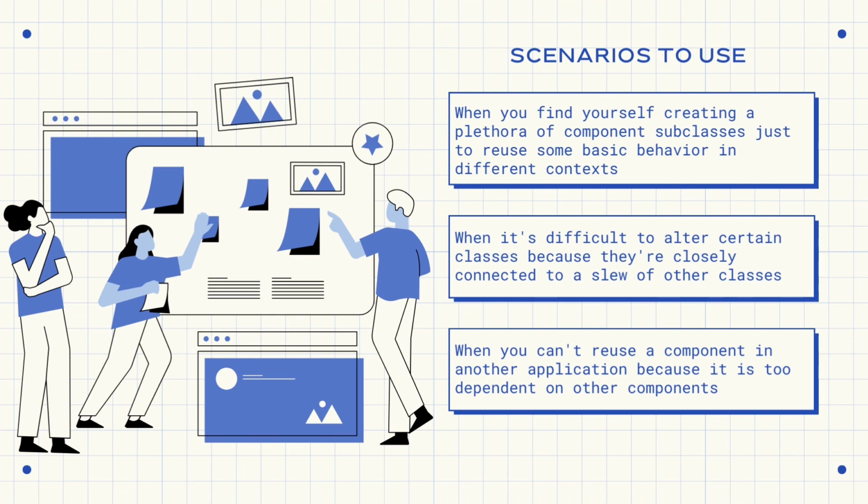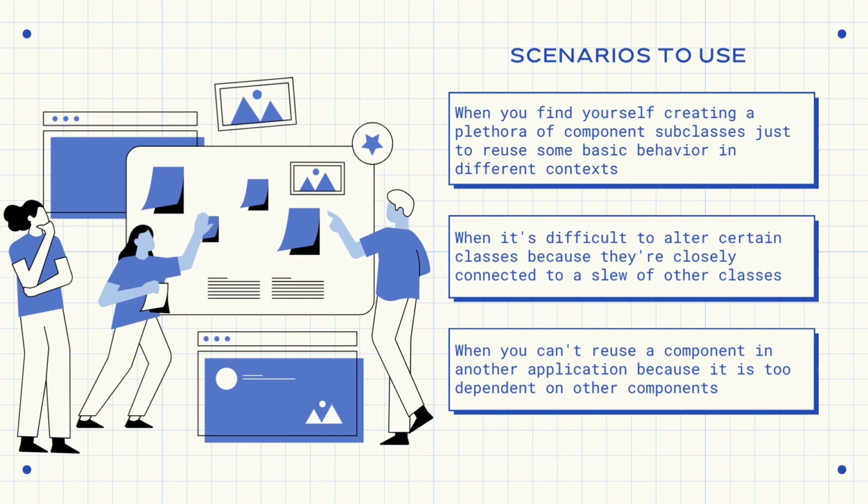Secondly is when it's difficult to alter certain classes because they are closely connected to a slew of other classes. The mediator design pattern allows you to isolate the relationships between the classes into a new class, separating any changes to a single component from the rest of the components.